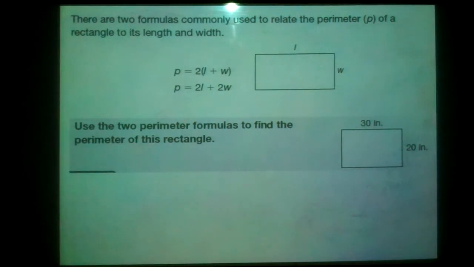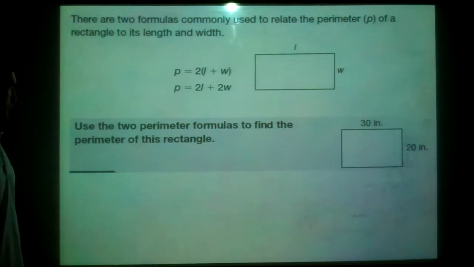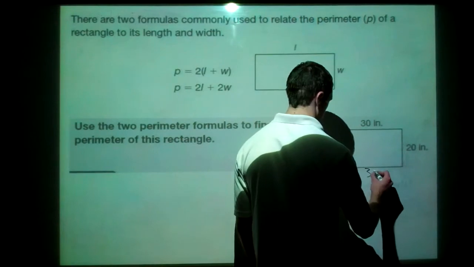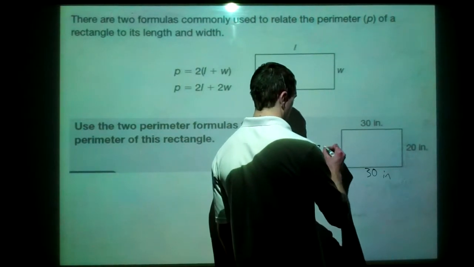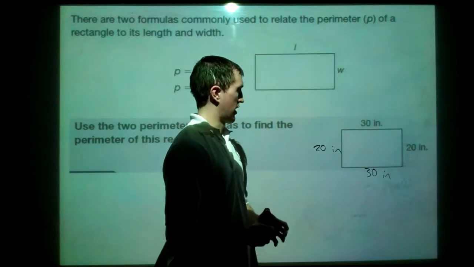Okay? This is all helping us lead into the distributive property, but let's just show that both of these are going to work. It says use the 2 perimeter formulas to find the perimeter of this rectangle: 30 inches by 20 inches. Okay, if we added up all the sides, let's just do that quick.